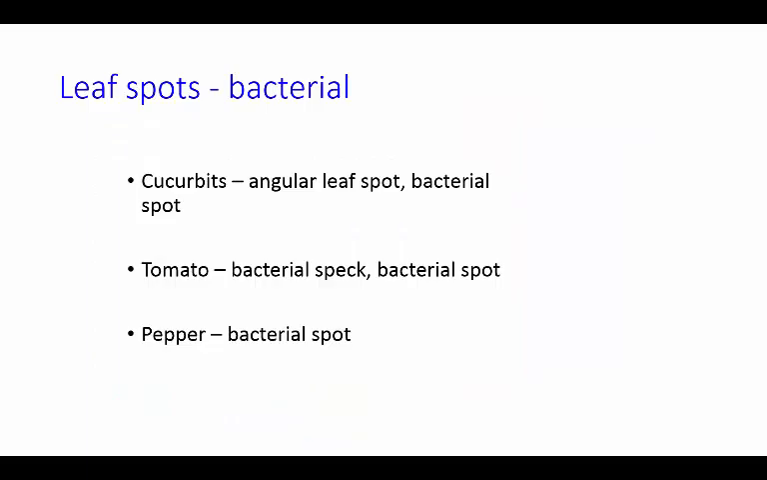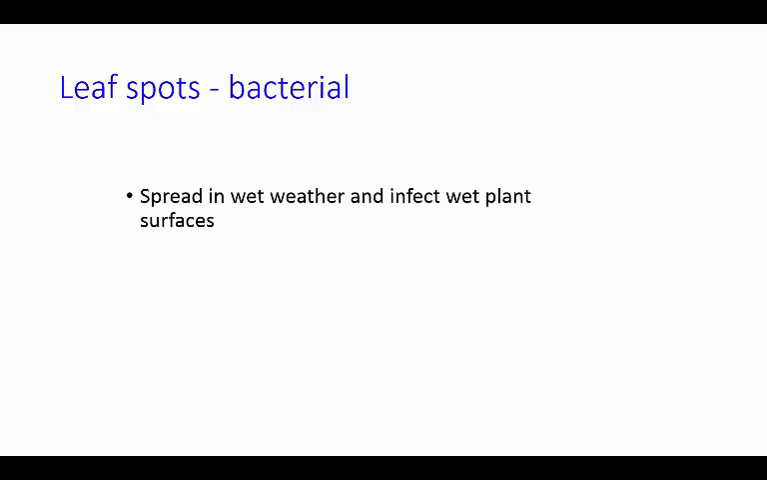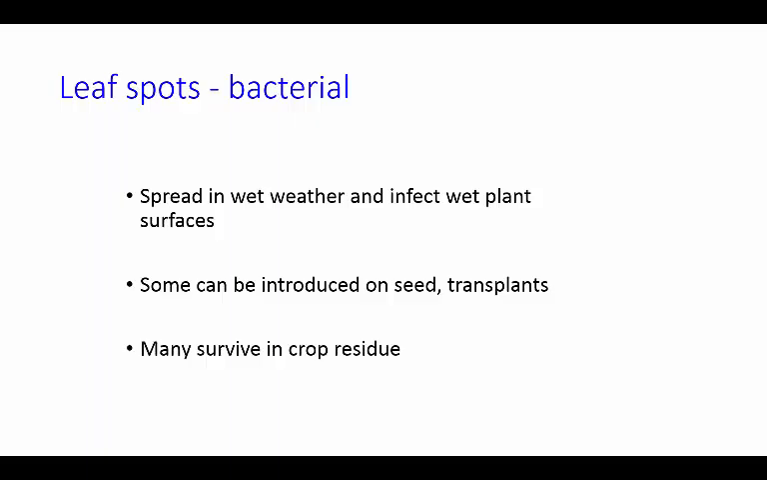All right, along with fungi, there are many bacteria that cause leaf spots in vegetables. Here's a short list of a few that we see in Kansas. Bacteria are very different from fungi, but they have a few things in common. Like many fungi, many plant pathogenic bacteria are spread in wet weather and they infect wet plant surfaces. Some can be introduced on infected seed or infected transplants, and like some of the fungi, many of them can survive from one year to the next in crop residue.